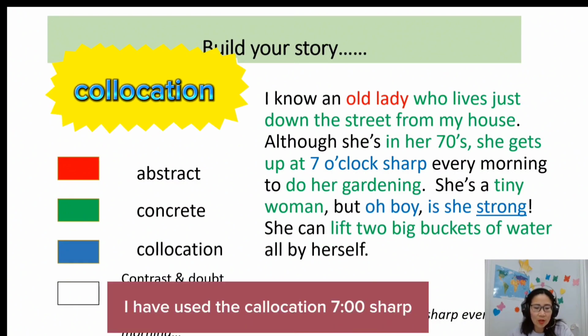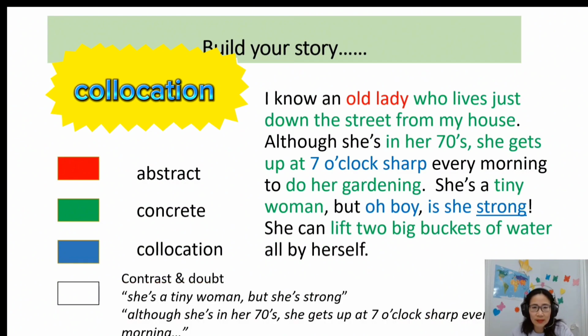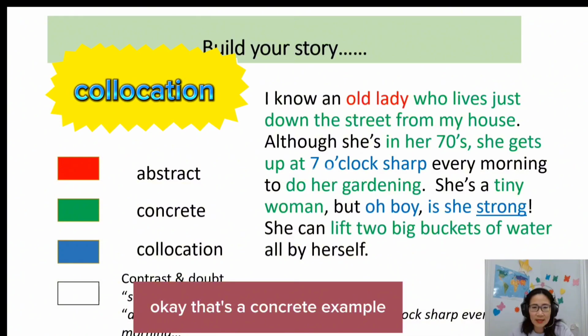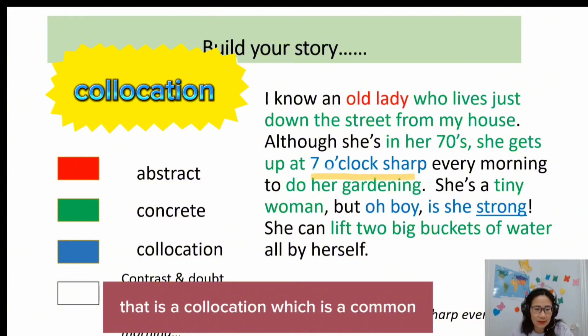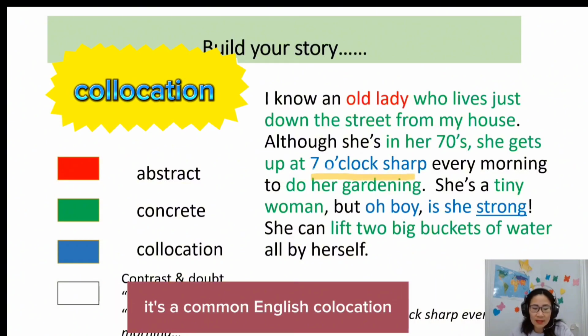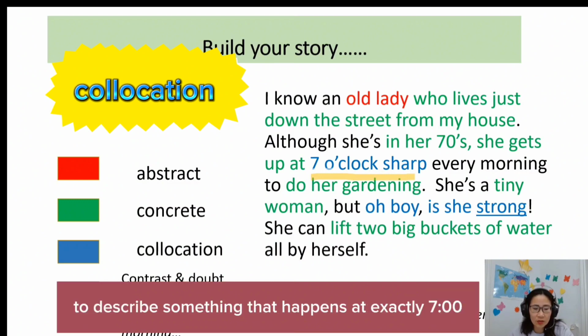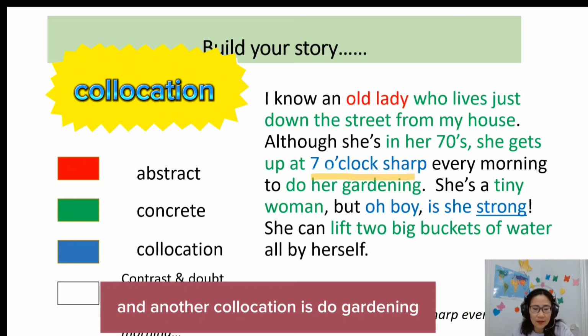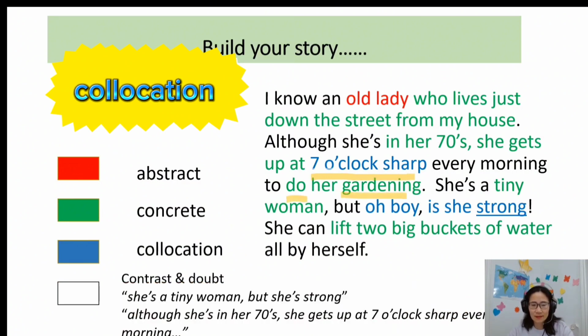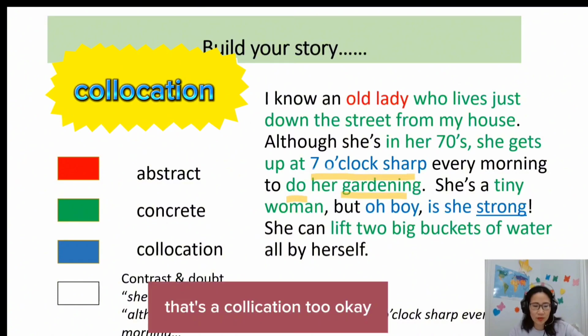I have used the collocation 7 o'clock sharp. That is a common English collocation to describe something that happens at exactly 7 o'clock. And another collocation is do gardening. That's a collocation too.